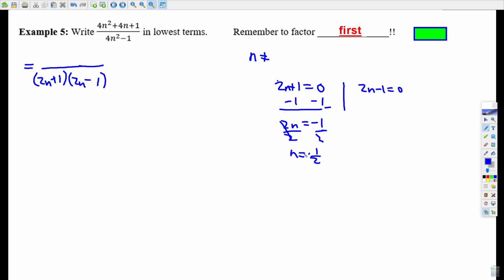So what we cannot have is negative, whoops, that's bad. We can't have -1/2. That would be bad. So I'm going to put that in there, -1/2. Do the same thing over here, you would add 1 to both sides. 2n equals 1. 0 plus 1 is 1.